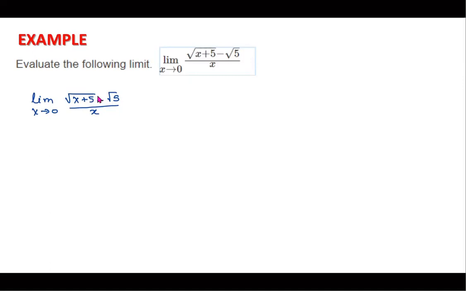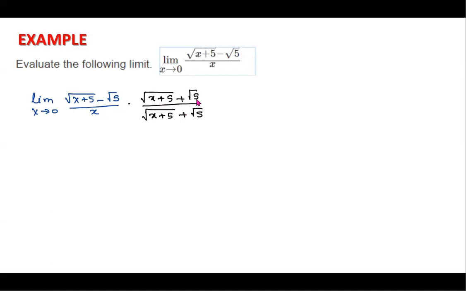Because it involves a radical, we need to multiply by the conjugate. We have a radical in the numerator, so we have to multiply by the conjugate of the numerator. Conjugate means you change the sign in the middle. You have square root of x plus 5 plus square root of 5, like that. So we multiply by the conjugate. See, here is a minus, so we take plus.